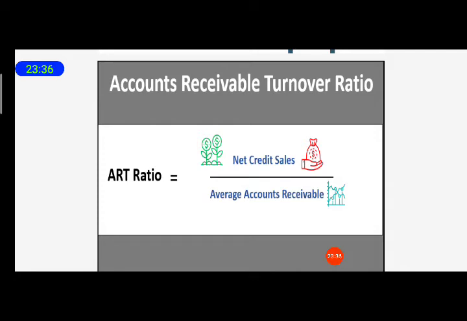It serves as a check on the collection of outstanding amounts. If the average collection period is long, immediate steps should be taken to collect the outstanding amounts. A low debtors turnover ratio indicates that the risk and cost of collection of debtors is increasing.